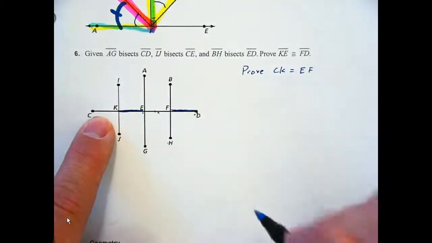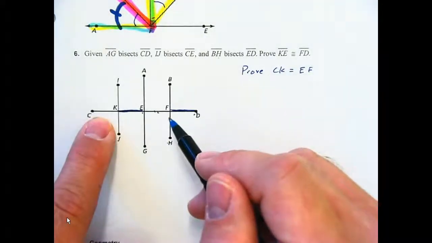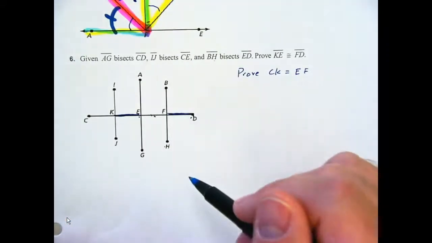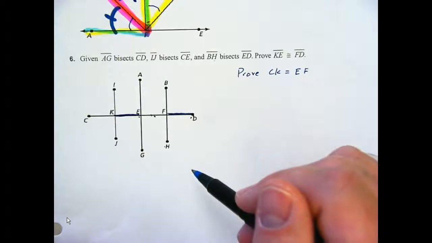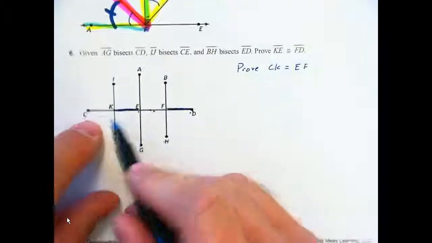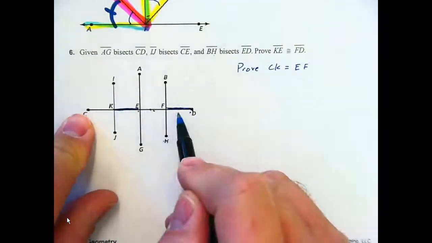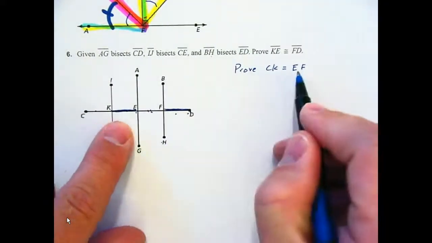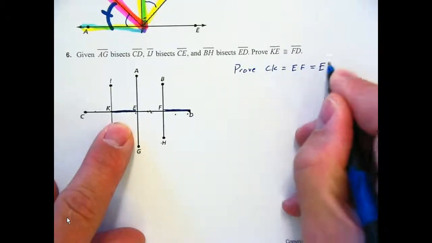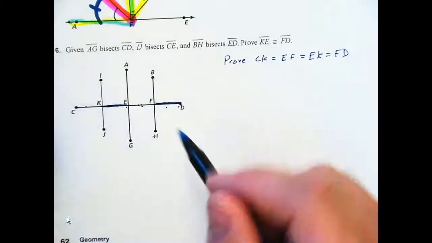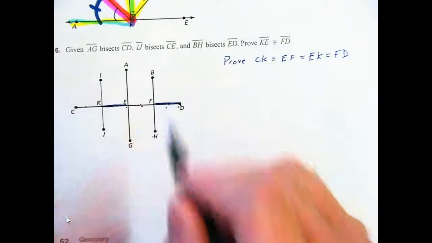IJ and BH bisect CE and ED. Okay, so that would make them equal, CK and EF, because of the definition of segment bisector. So maybe if we could prove all of these little pieces in here congruent. Rather than say we're proving CK is equal to EF, which is equal to EK, which is equal to FD, if we can somehow prove that all those little pieces are congruent, then we can show that these two are congruent.